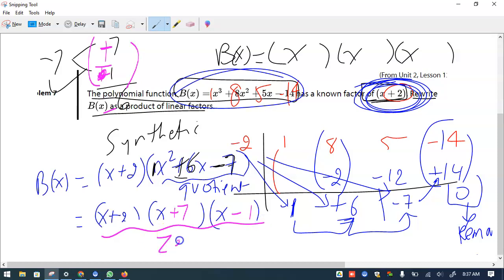And there you go. So the zeros are the opposite of plus 2, which is minus 2, the opposite of plus 7, which is minus 7, the opposite of minus 1, and you're done.